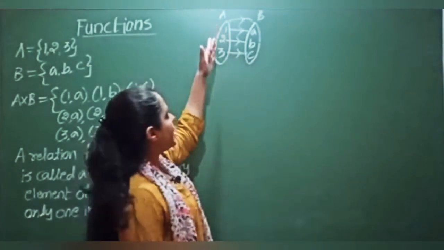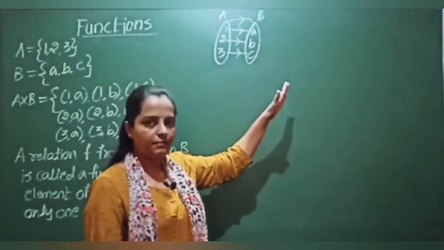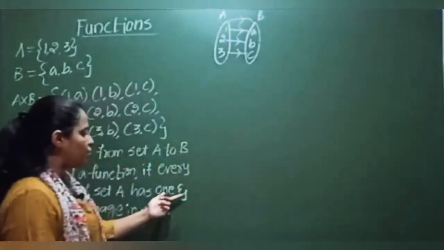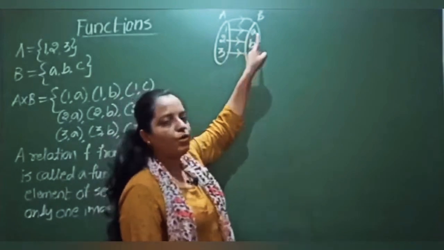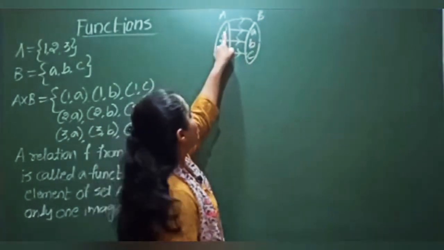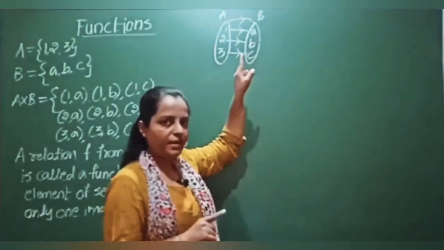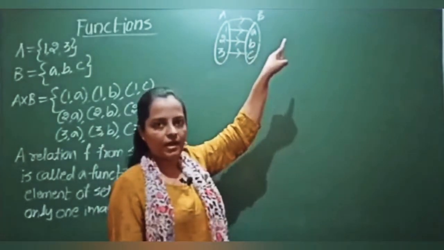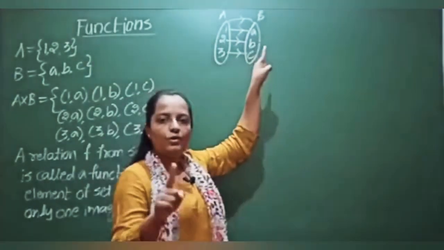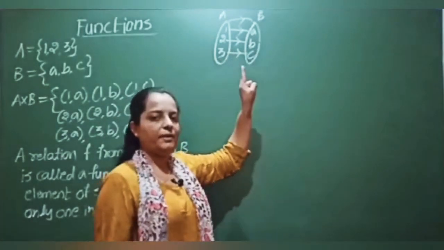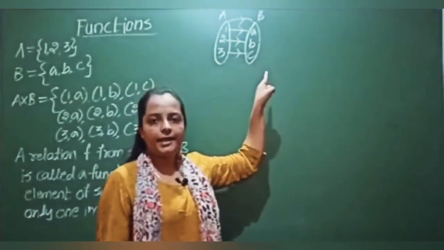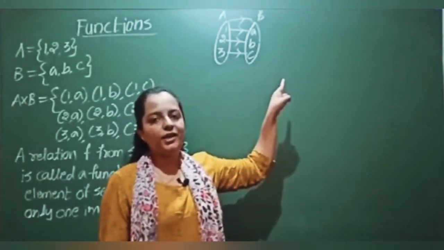c. So each and every element of A has an image, and the next condition is they should have one and only one image. Now think, 1 has only one image. Yes, that is correct. 1 is related to only one element, meaning 1 has only one image, and 2 is related to only one element, that is 2 has only one image, and 3 is related to c, meaning 3 has only one image.